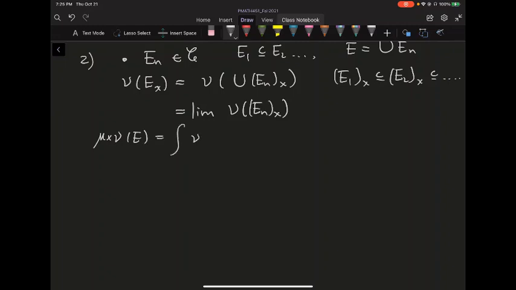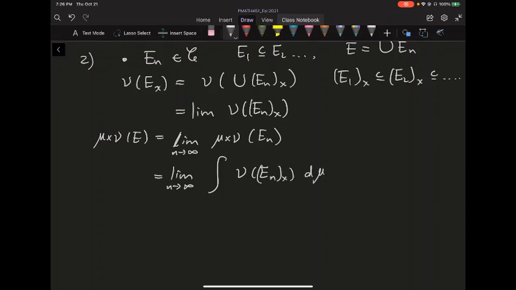So this is the integral of... I should say, first of all, because you have an increasing chain, I can write it as the limit of the measure of these E_n, okay? Again, because a measure is continuous along these increasing chains, and because each of these E_n is inside C, as n goes to infinity, I can write it as the integral of nu of E_n at x, and then I integrate with respect to mu, okay?